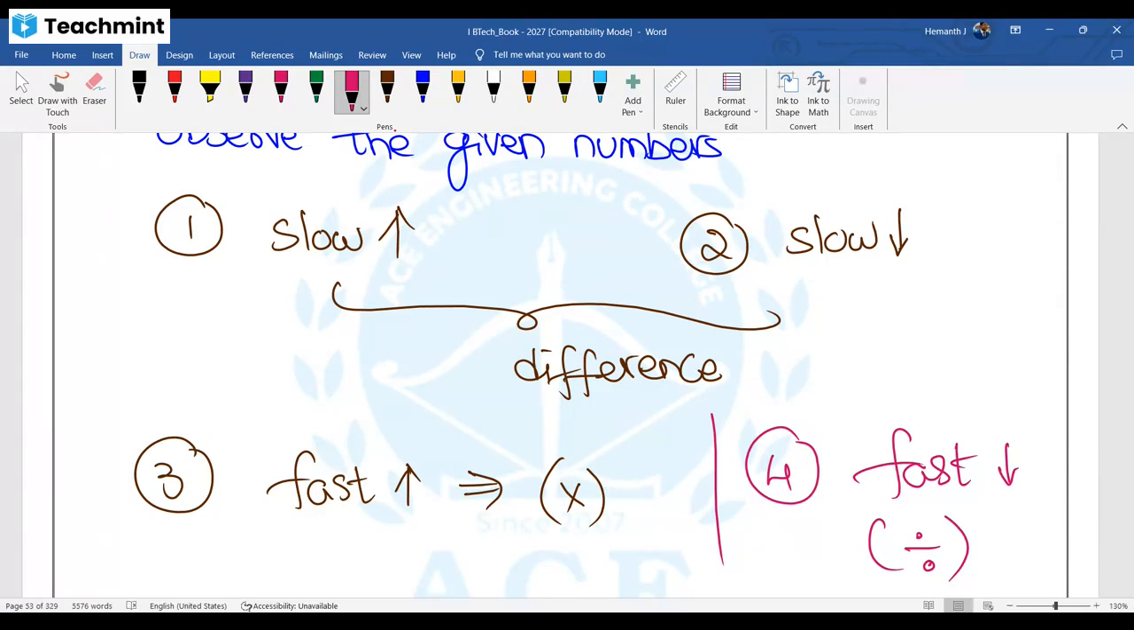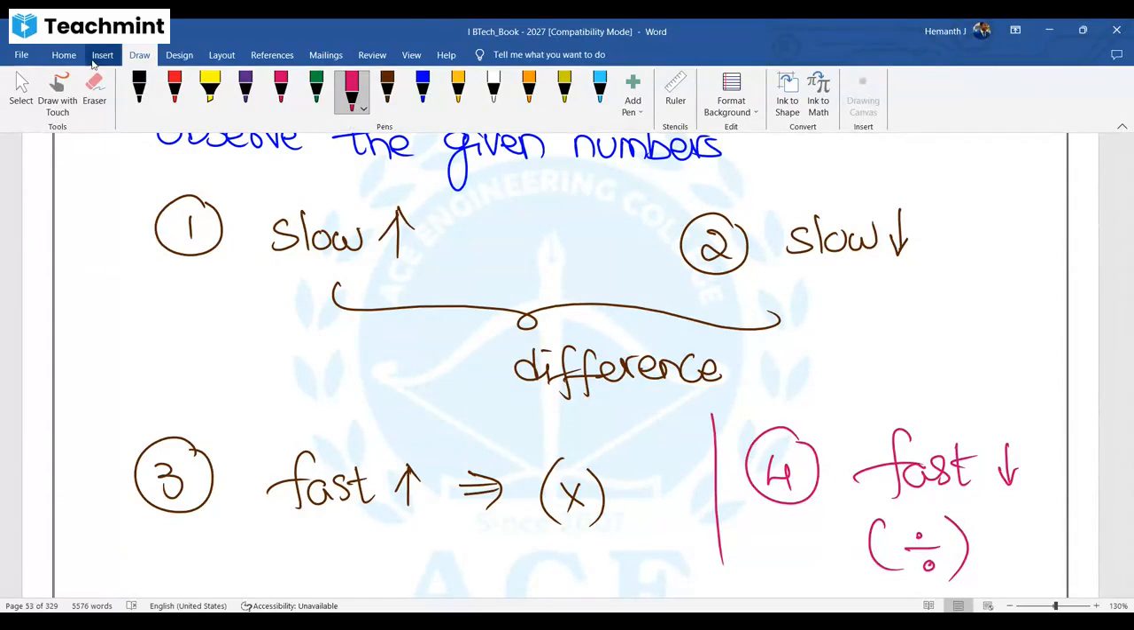Sir, I am poor in division. Then there is a logic. If it is fast decreasing, write the question in reverse. It is fast increasing. Sir, I am convenient with multiplication. Then if it is a fast decreasing question, write it in reverse. It will be fast increasing. Then see in terms of multiplication. We'll be comfortable with multiplication than division. We can do that also.